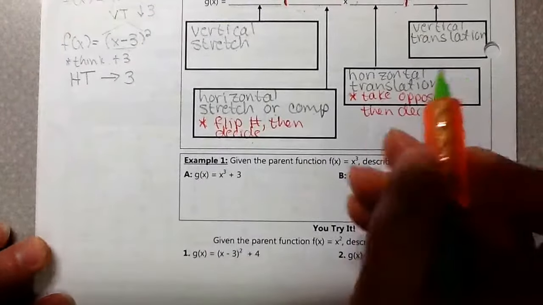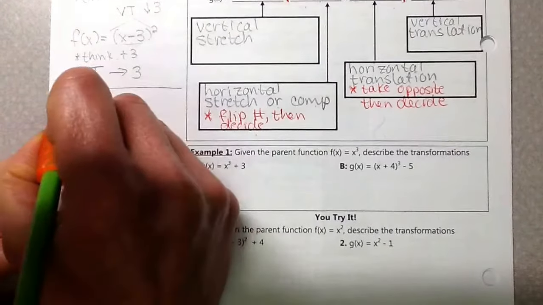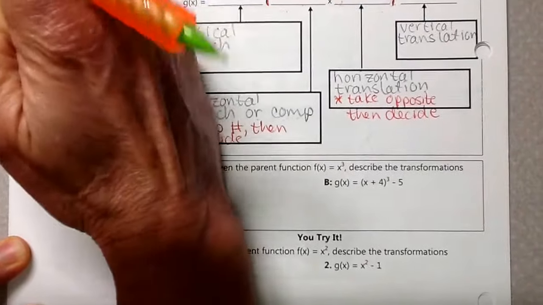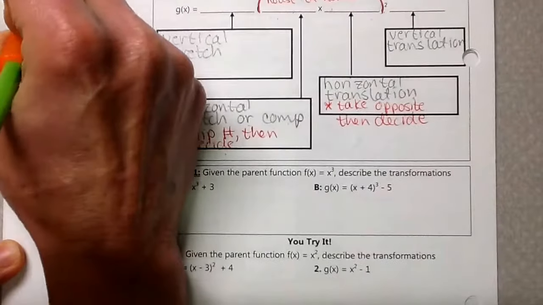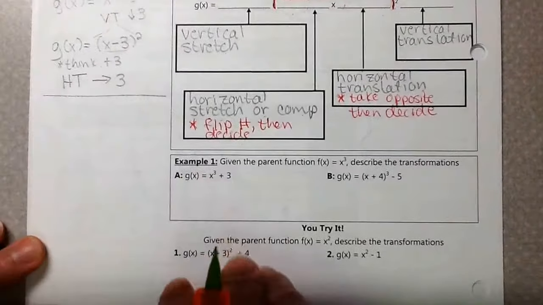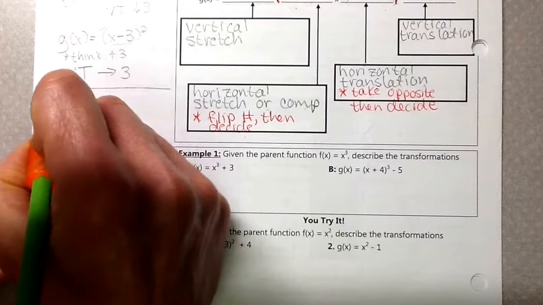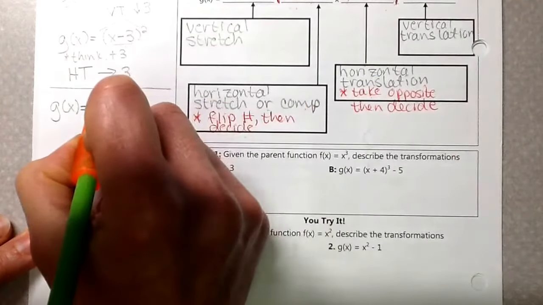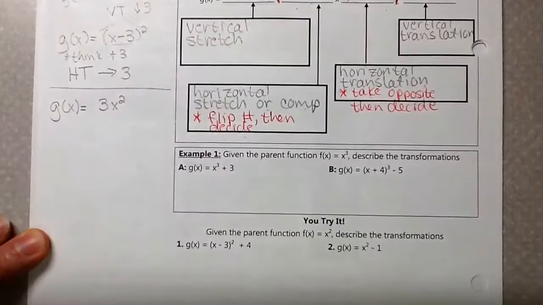All right, so let's do another example off to the side here, and let's do a stretch. We're going to make these g of x, because a lot of times the parent functions are represented by f of x, and these are transformed. Okay, so let's do another one off to the side here. We're going to do g of x equals 3x squared.